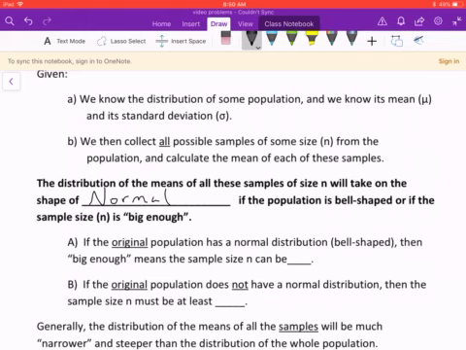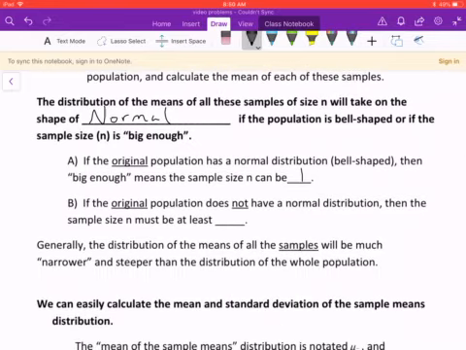If the original population has a normal distribution to begin with, like IQs or heights, the mean of this means that the sample size can just be 1. You can just grab one group of people and work with this. If the original population does not have a normal distribution, the sample size must be at least 30. This means that we would need to get at least 30 groups of people before we would be able to see this.